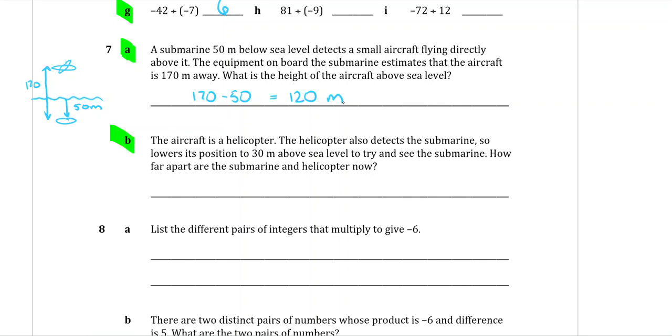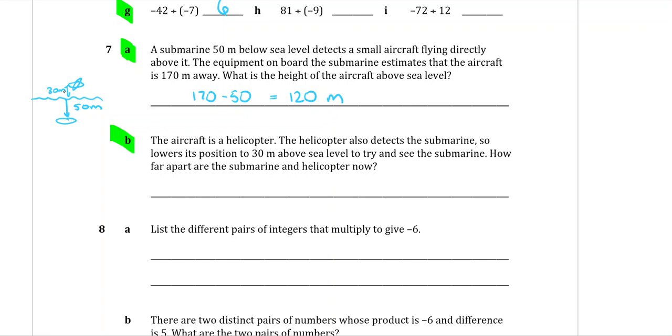The aircraft up here is a helicopter. The helicopter also detects the submarine, so it lowers its position to 30 meters above sea level. So get rid of that. My helicopter's moving down here. That's a terrible helicopter. But anyway, it is now 30 meters above the sea level. Okay? It's trying to see the submarine.